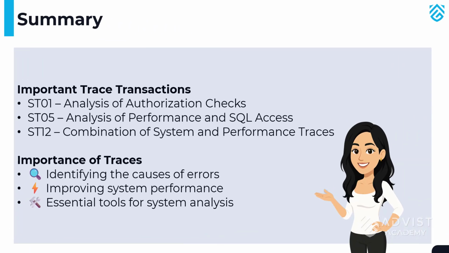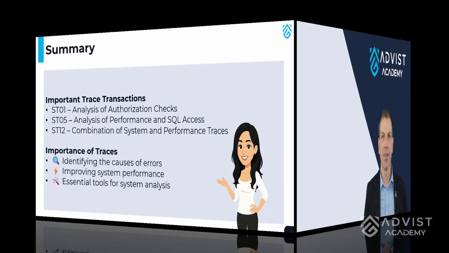That brings us to the end of the video. This video demonstrated how to use transaction ST01 to track authorization checks, how to use transaction ST05 to perform a performance trace, and how transaction ST12 combines both functions. Traces are therefore an indispensable tool for analyzing system behavior, identifying the causes of errors, and specifically improving system performance.